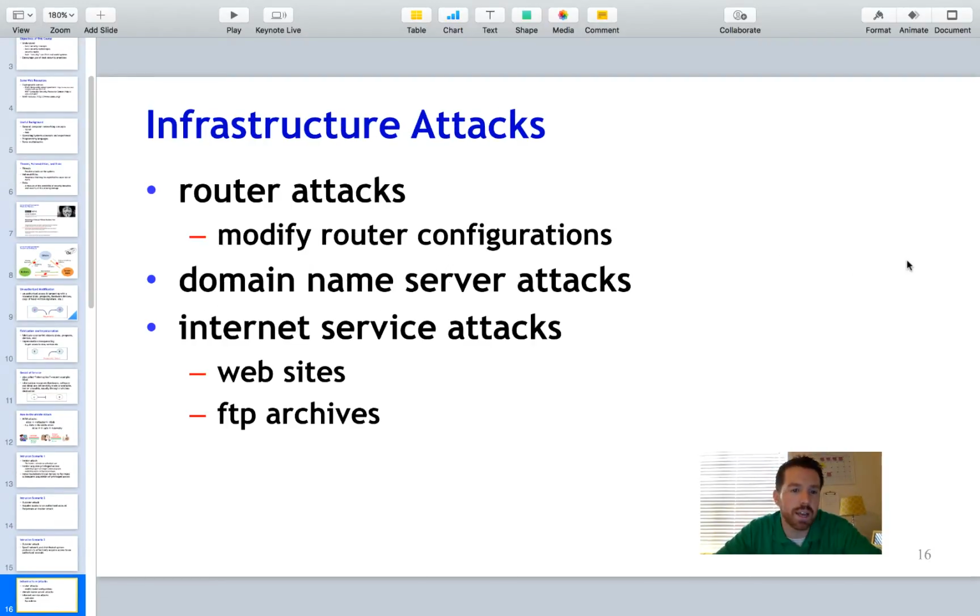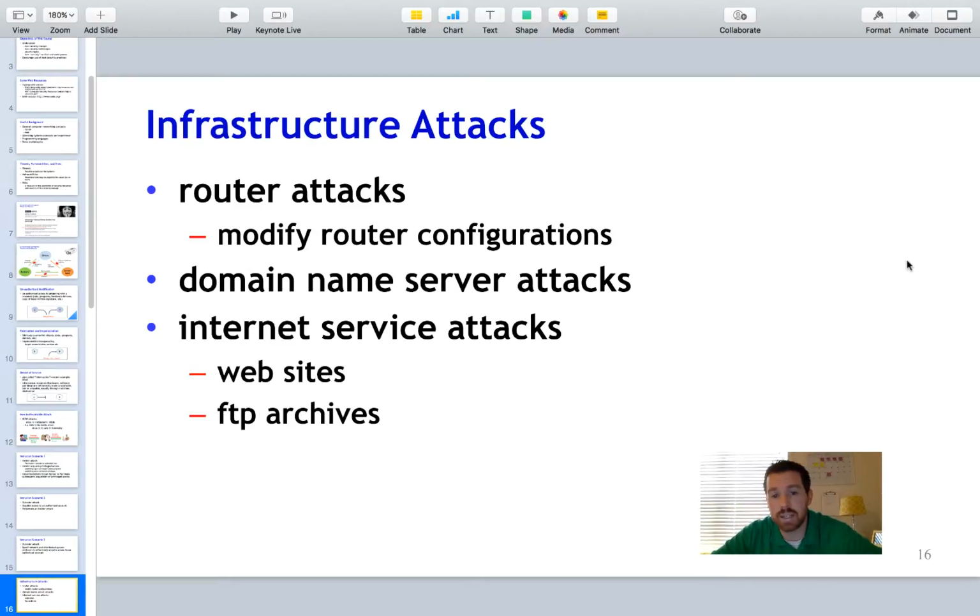Infrastructure attacks, router attacks, modify router configurations, dead serious. This type of thing I see all the time. I've seen logging in from the outside into a router that was exposed to the internet. Admin, not kidding. Cisco. A lot of you that are big Cisco people, you have CCNAs or whatever, that's the default for a Cisco router. I'm telling you, I still see it. I see it all the time.